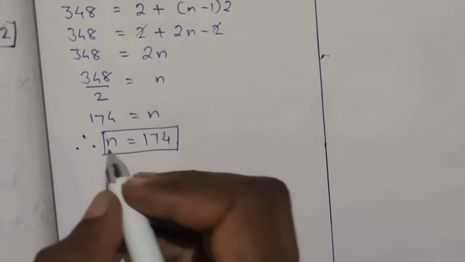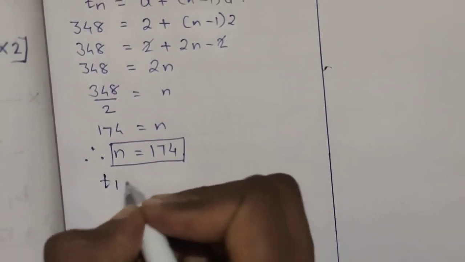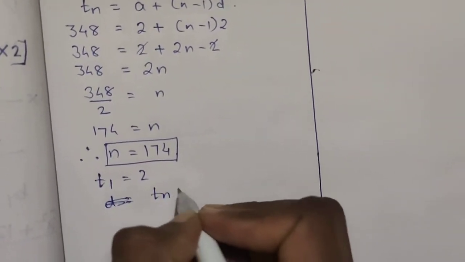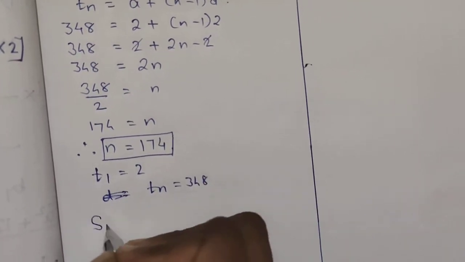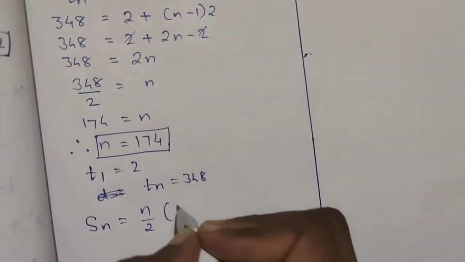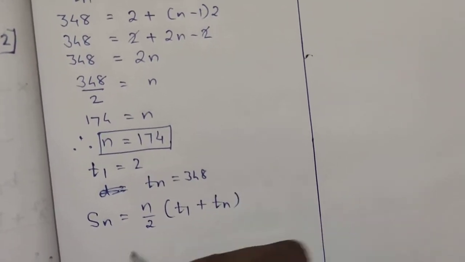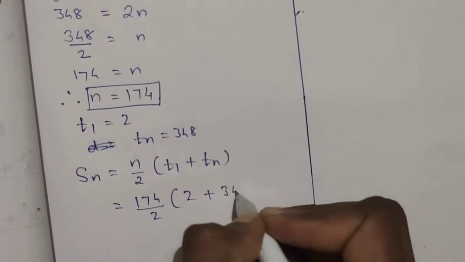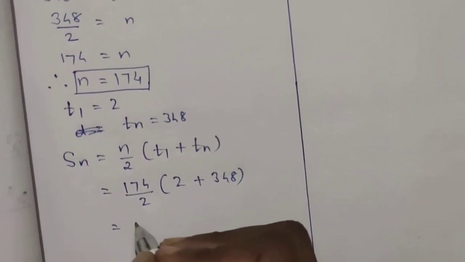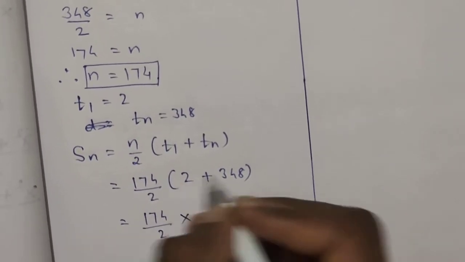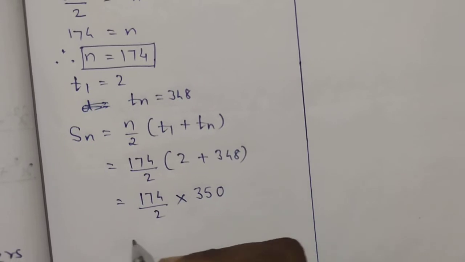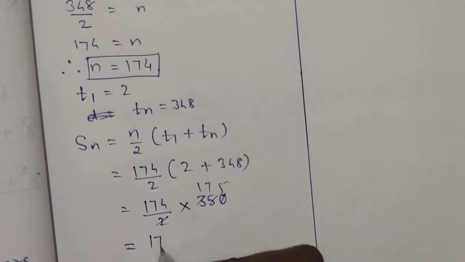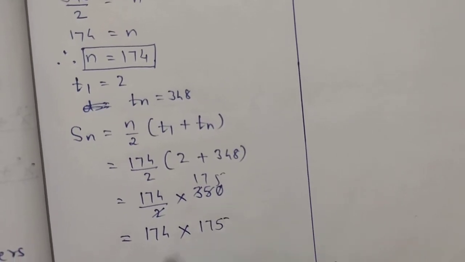Okay, now we know n. Also we know first term 2, last term 348. So we can use the Sn formula, second one, n upon 2 into first term plus last term. What is n? 174. What is first term? 2. Last term 348. Now let us simplify this. If you do addition, you are going to get 350 here. Now let us do cancellation. 1 ja, 7 ja, 5 ja. So this is 174 into 175.